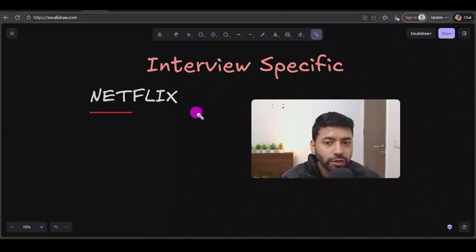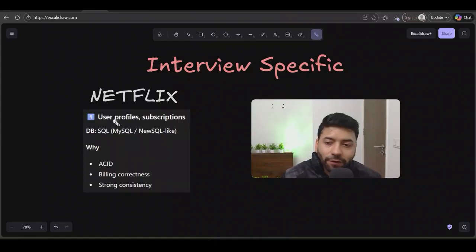Let's first talk about Netflix. So in Netflix, if we talk about user profiles and subscriptions, because you have to take the subscriptions and of course the user profile using the login or sign up flow, for that we will use SQL database. Why? Because for user profiles, you have structured data, and for subscriptions, you would require strong ACID support, billing correctness, which means you would require strong consistency, and that is provided by SQL database.